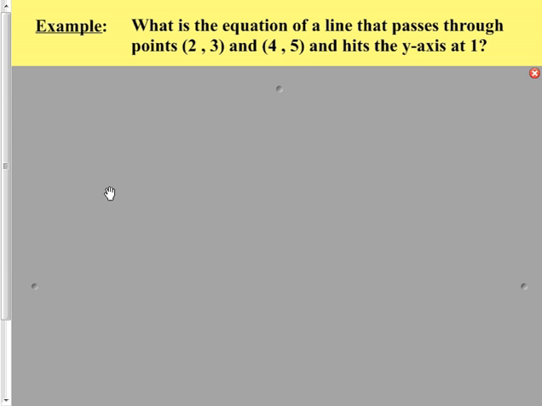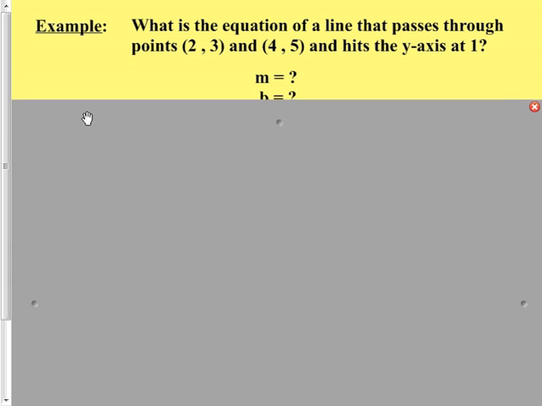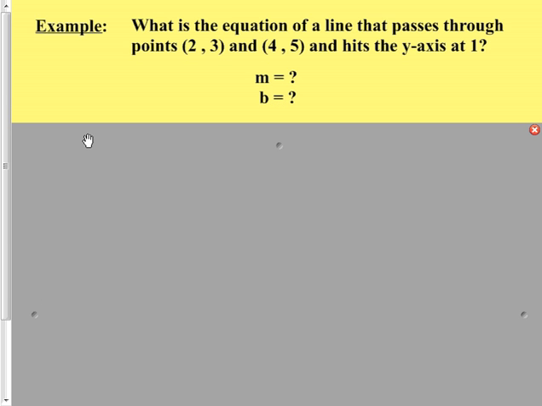How about one like this? What is the equation of a line that passes through points (2, 3) and (4, 5) and hits the y-axis at 1? Okay, so we're going to begin this question exactly like we've begun the other two. We need to know what are the slope and y-intercept values.